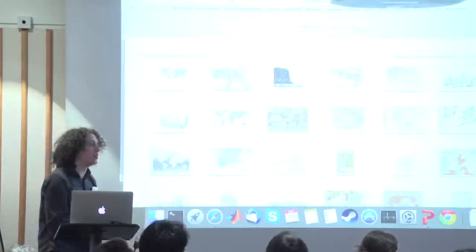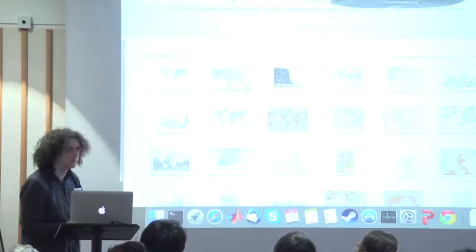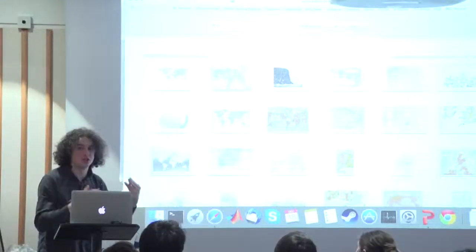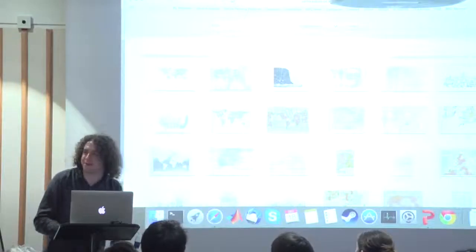The output of a convolutional neural network learnt on ImageNet. Okay, I probably have to wrap it up now, don't I?